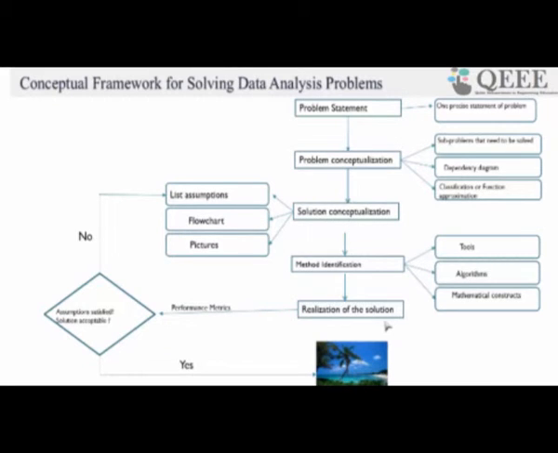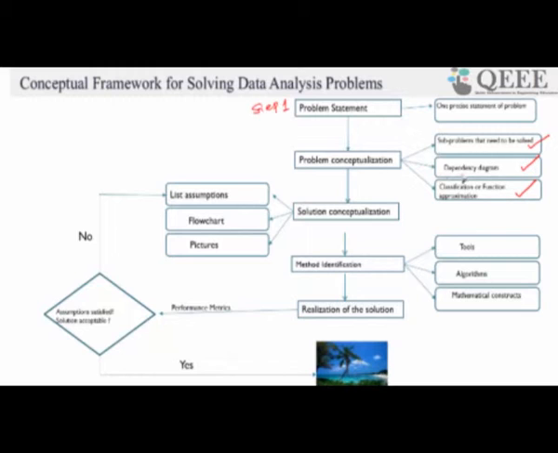So if you want to summarize, this is how a flowchart for solving data analytics problems looks like. You start with the problem statement or the data. Given the data, the first step, step 1, is coming up with the problem statement, that is one precise statement of the problem. The second step is problem conceptualization, where we divide the problem into sub-problems that need to be solved, and you build the dependency diagram: how these sub-problems are related and how solving the sub-problems will help in solving the top level problem, and classify each sub-problem or the top level problem as either a classification or function approximation problem.